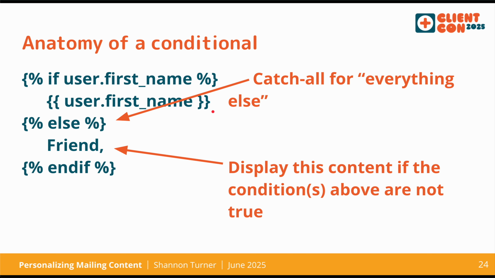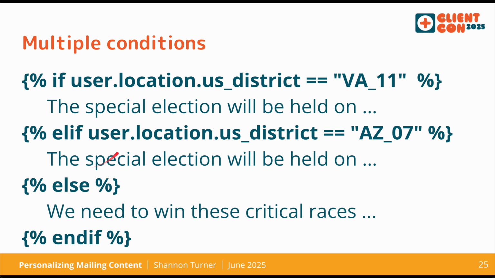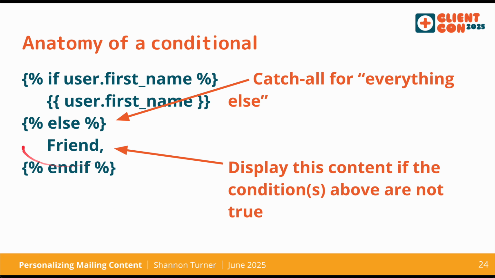Now let's break down this else. This else is the catch-all for everything else not covered by this if statement. This else has to come between the if and the endif, and it comes with its own set of content.